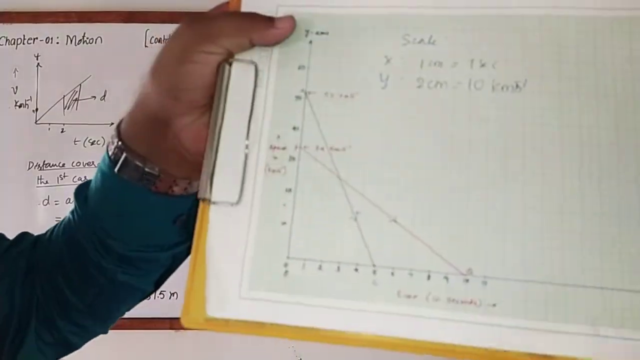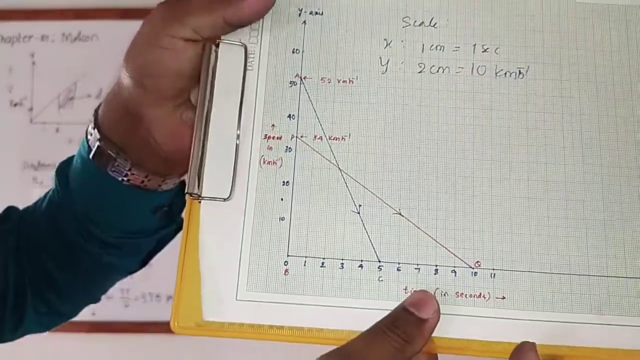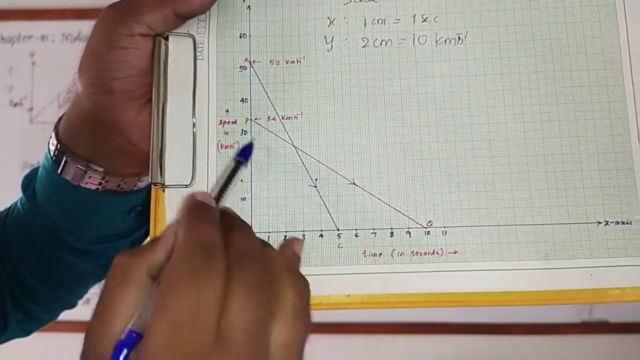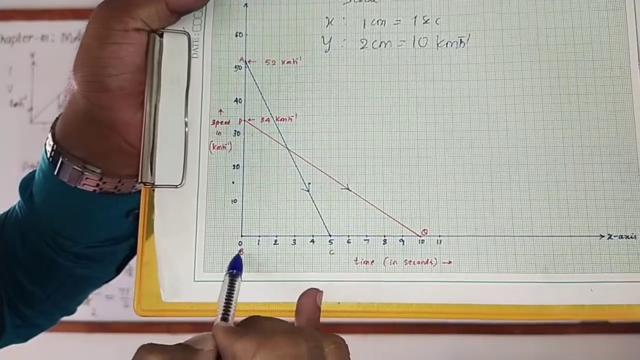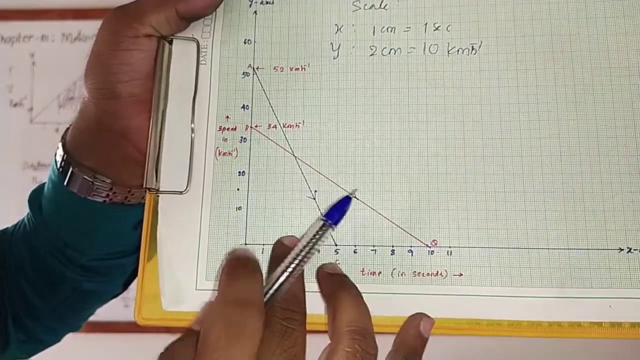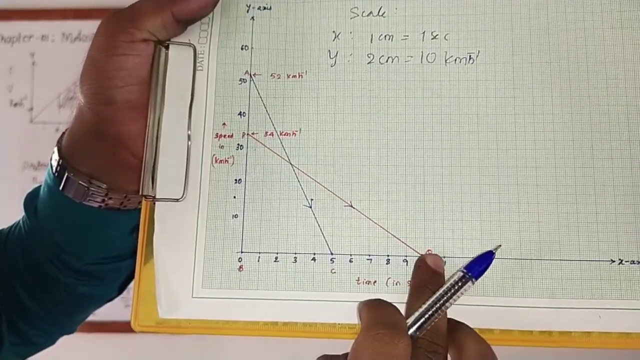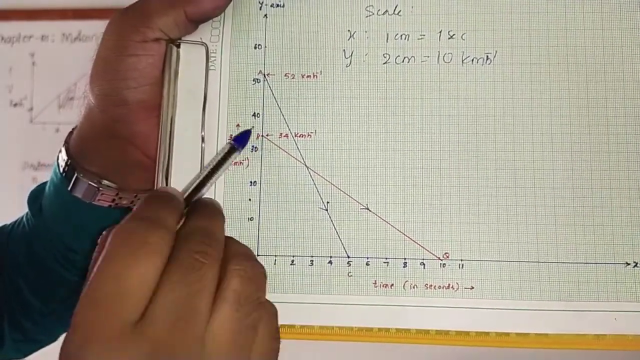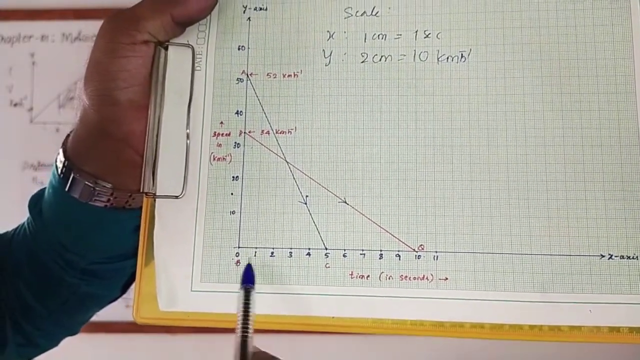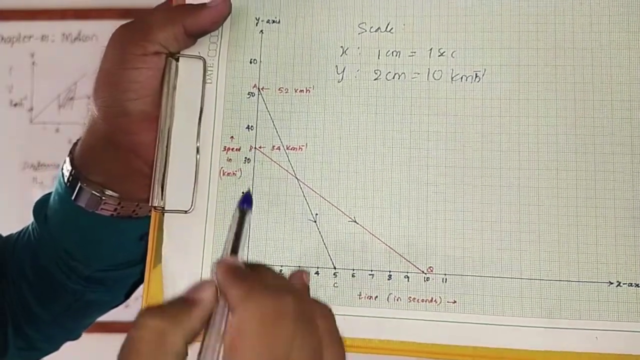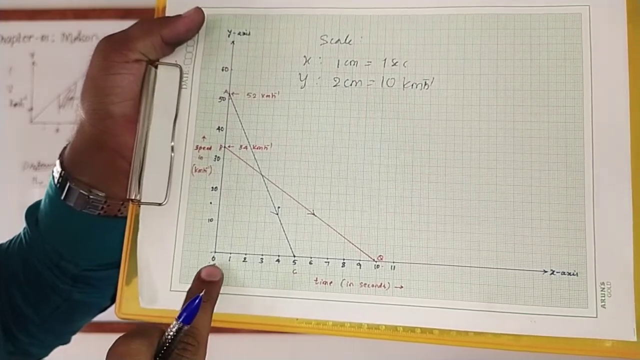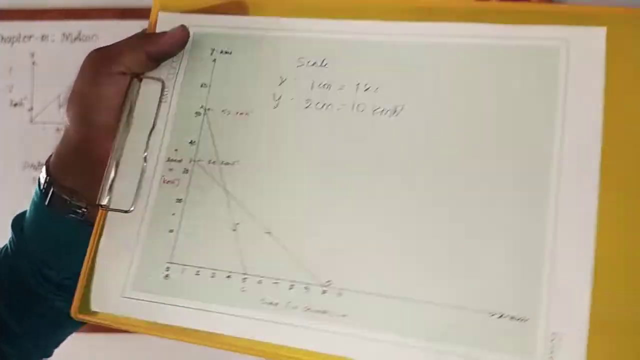Here I am showing the graph of the motion of the second car. You can notice that for triangle PBQ, this area should be considered. Half into base BQ into height PB. What is the base? BQ is total 10 and the height is 34 km per hour. Understood? Half into BQ into BP.